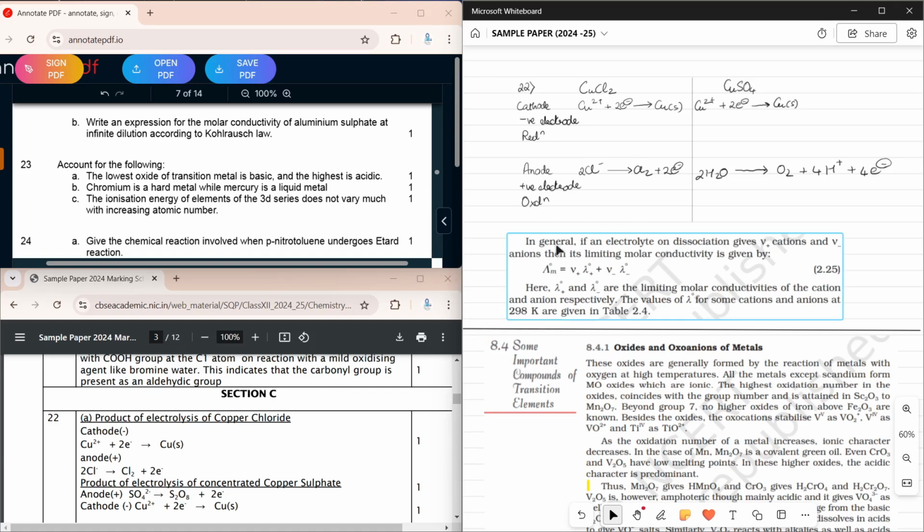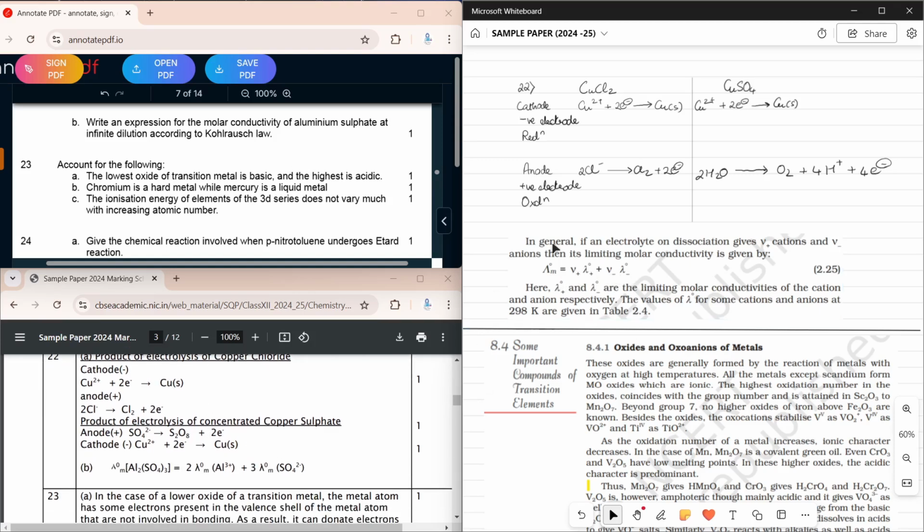So according to this, the dissociation is given by V plus for cations and V minus for anions, so you have lambda naught M equals V plus lambda naught plus V minus lambda naught minus. So essentially using this equation, we are able to get to this place.